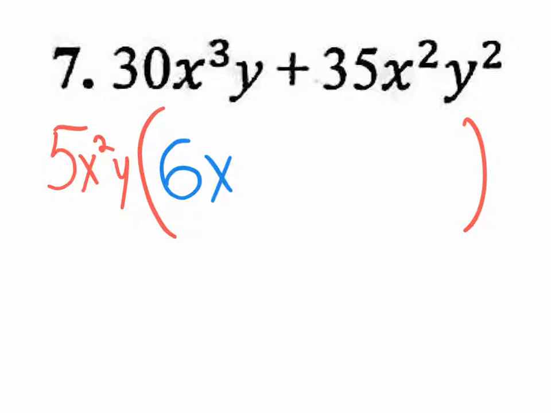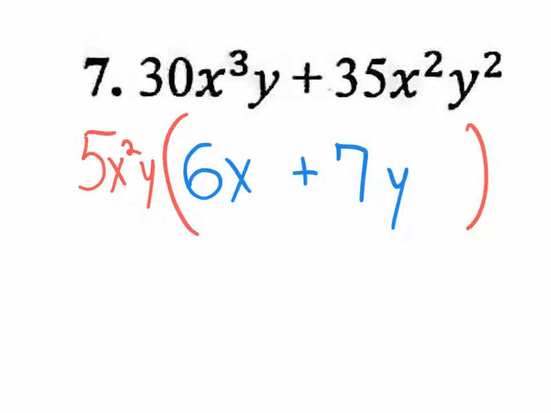And now for the second term, I want to have a what? 5 times 7 gives me 35. Now this x squared, I don't need to multiply it by any more x's because that's an x squared up there. And this y, I need to multiply it by what? By y to make it the y squared that's above. So I really have a 7y. And ladies and gentlemen, that's it. You're done. That's the factored form of number 7, 5x squared y times 6x plus 7y.